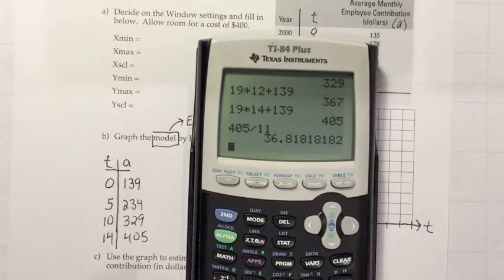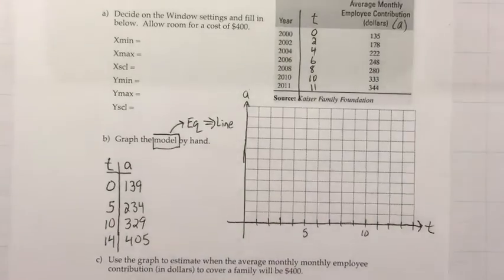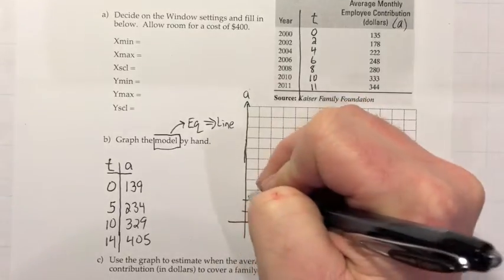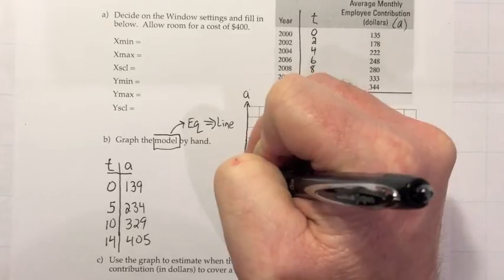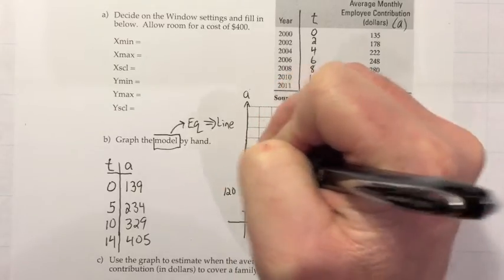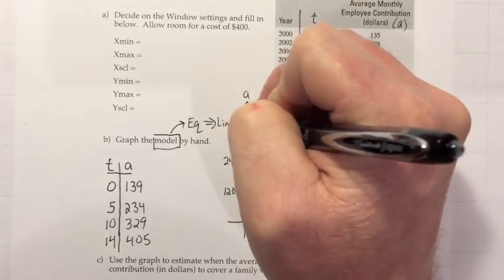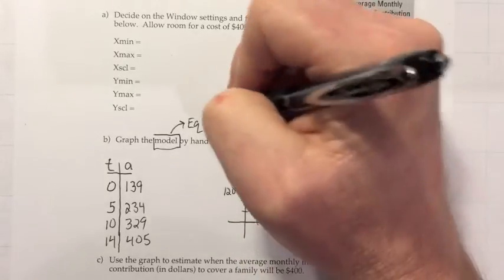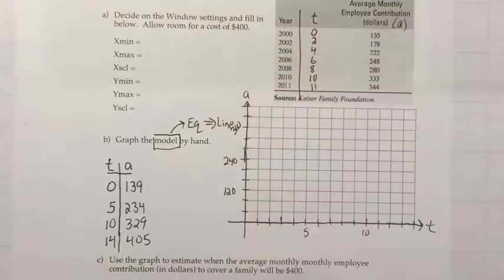I don't want to use that as my scale, so I'll round that up to something nice, maybe 40 or 50. I'll just go with 40. So 40, 80, 120, 160, 200, 240. 3 more would get us to 360. And this would be 400 and 440.